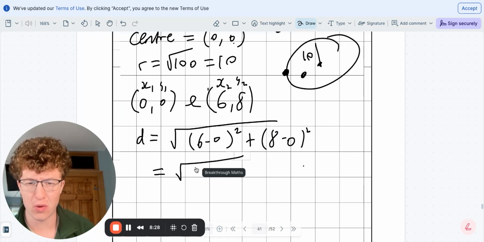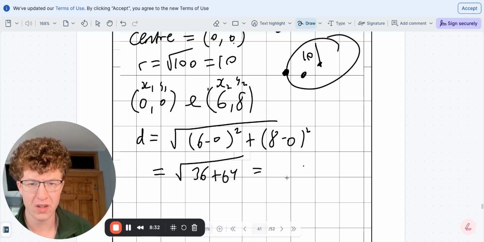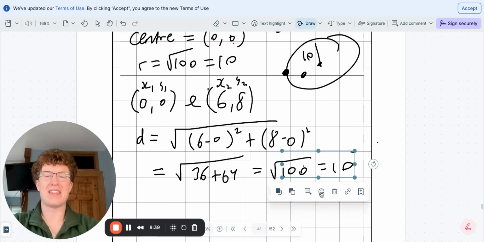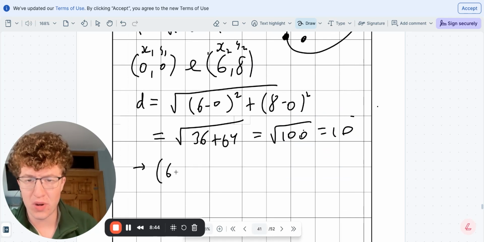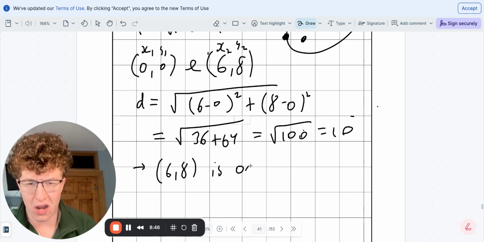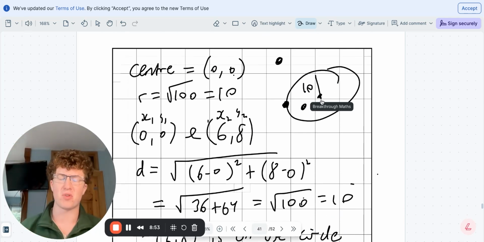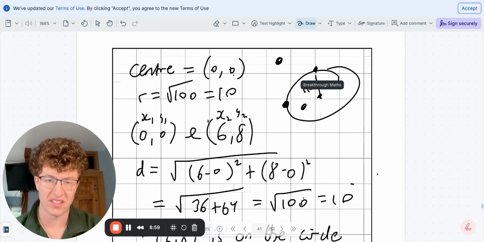That's going to be the square root of 6 squared, which is 36, and 8 squared, which is 64. It's going to be the square root of 100, which is equal to 10. And that is the radius of the circle. So that means that the point (6, 8) is on the circle, because the distance between the center and the point we're looking at is equal to the radius of the circle itself. So it's on the circle.